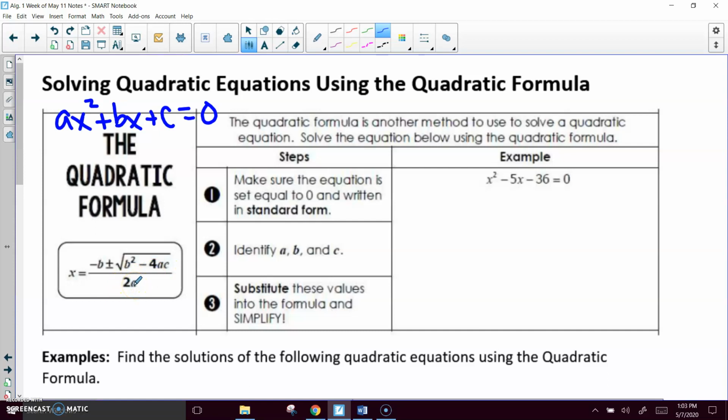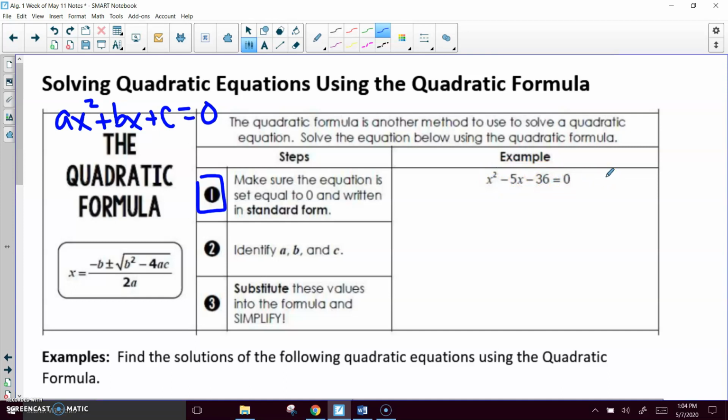By saying that over and over again with the tune of the song going, it is helpful to remember it. So let's see an example. X squared minus 5x minus 36 equals 0. Step number 1, make sure the equation is set equal to 0, which we have, and written in standard form. Standard form means our exponents are in descending order. So the squared term, the x term, and then our constant term.